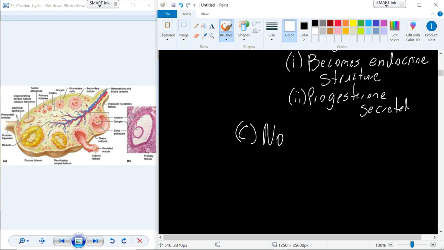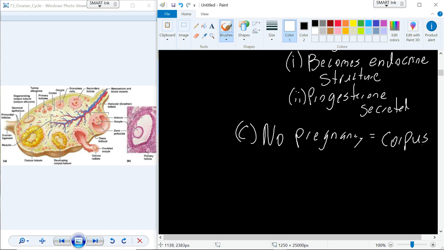So the other option is no pregnancy. And we basically have to make sure that we don't have high levels of progesterone, because that would maintain the endometrial lining in the uterus. And so we want to go back to a point where we can begin to prepare to go back through this whole cycle again. So with no pregnancy, we want to see hormone levels drop. So we do not capture the corpus luteum.